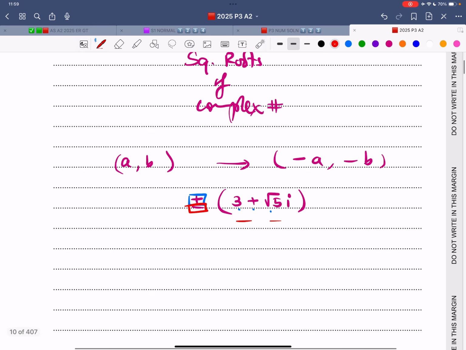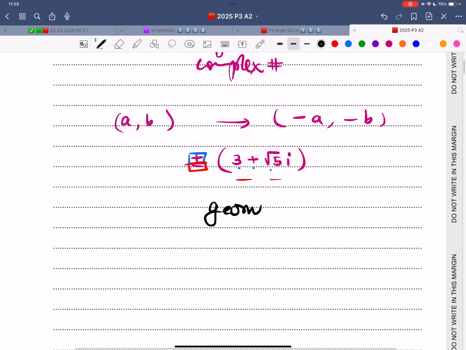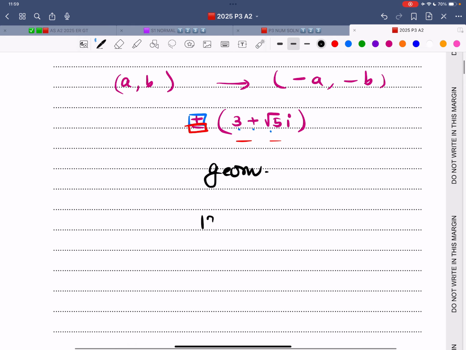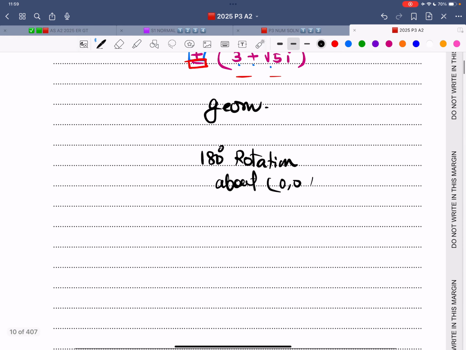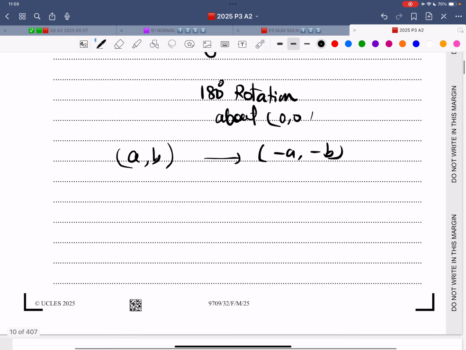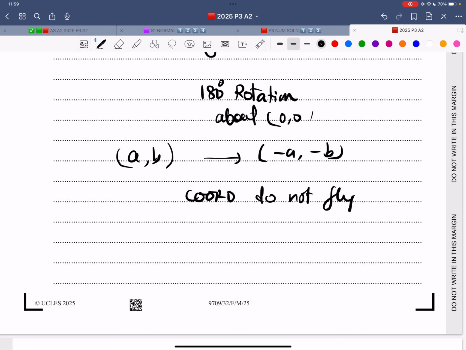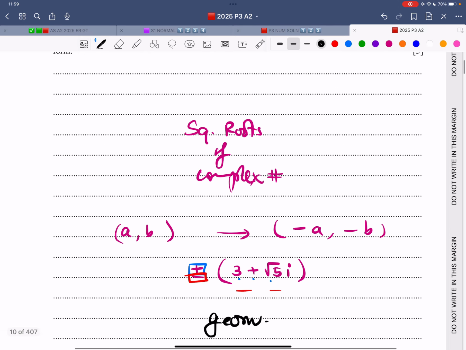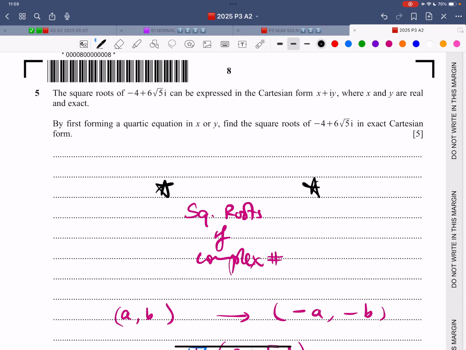Now I'm talking about the geometrical aspect. The geometrical aspect is this 180 degree rotation about origin. So this is rotation about origin. The rule is a, b becomes negative a, negative b. Coordinates do not flip. They only change signs. So positive becomes negative, negative becomes positive. Very, very important that you should remember. Okay, let me bookmark this.